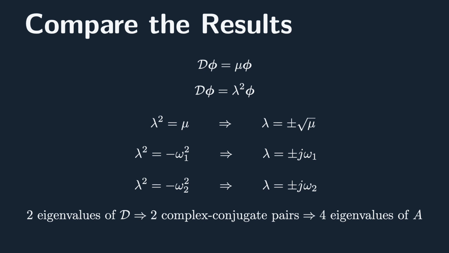The state space form does not introduce new natural frequencies. It represents each frequency using two eigenvalues, plus j omega and minus j omega. These two eigenvalues form a complex conjugate pair.